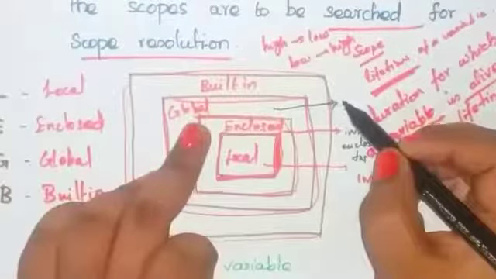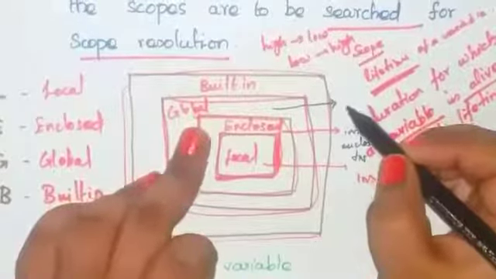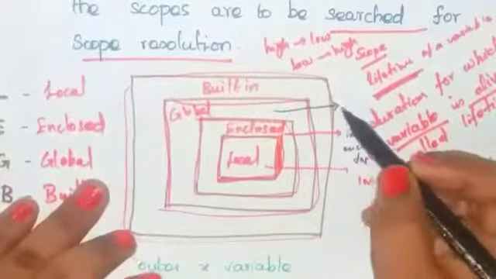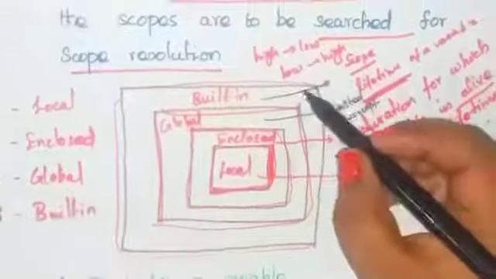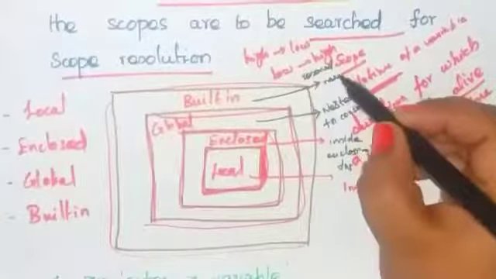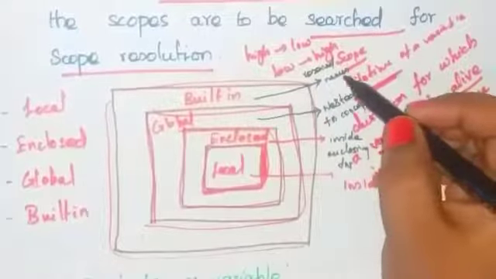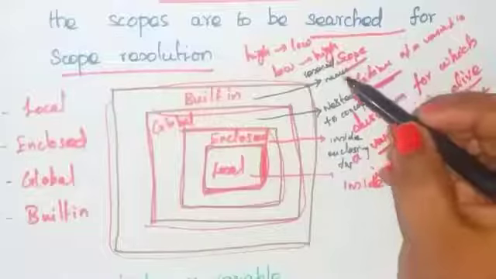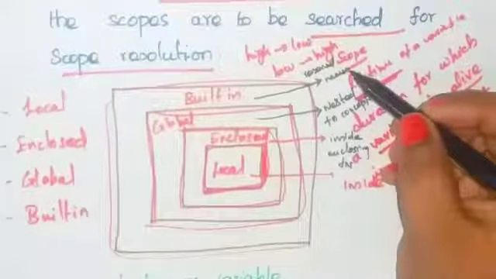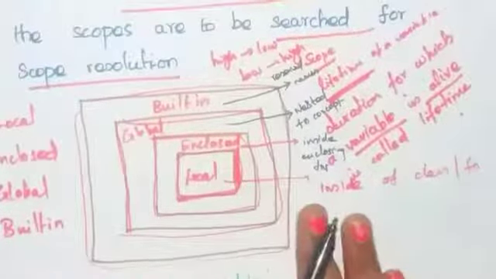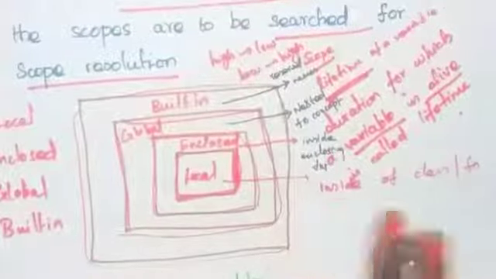Next, what is global scope? This global scope is defined at the uppermost level. It will come at the beginning of the script. And what is built-in? The reserved names used in built-in functions. Reserved names means special names, or we can say modules. This is about the four types of variable scopes.